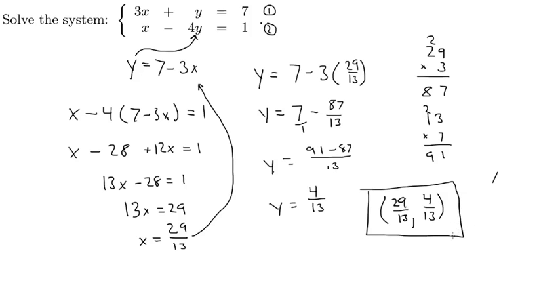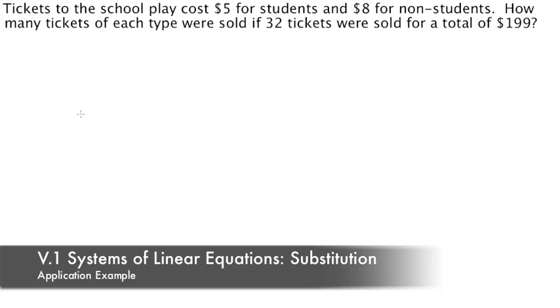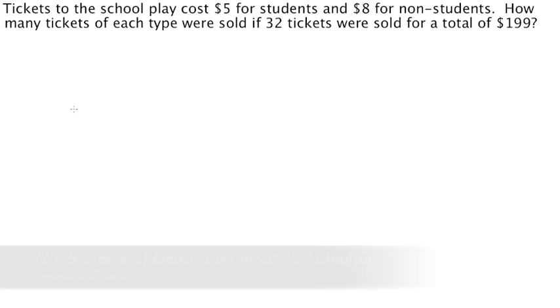All right, we're going to use this technique to help us solve a more complicated word problem. It seems a little intimidating, but once we break it down into a system of equations, it actually falls out into our lap fairly easily. All right, so let's consider this word problem. Tickets to the school play cost $5 for students and $8 for non-students. So how many tickets of each type were sold if 32 tickets were sold for a total of $199?